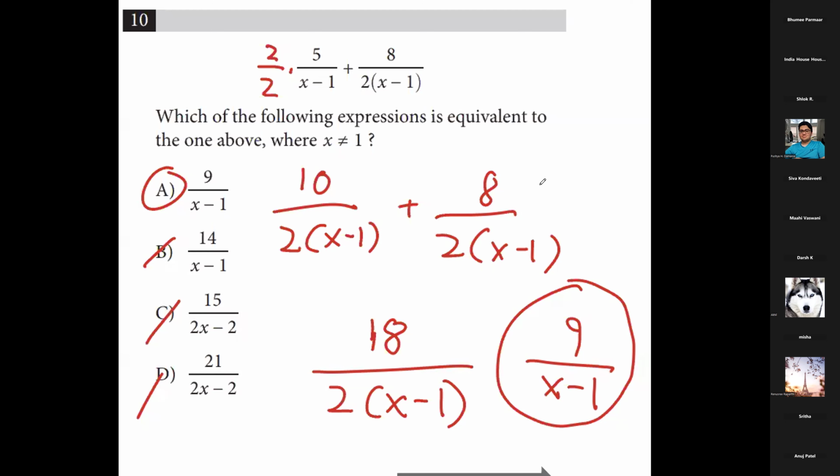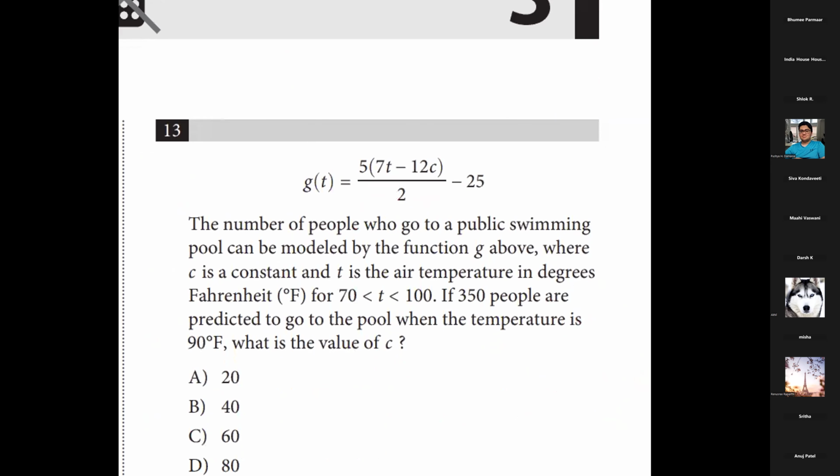And so 10 plus 8 gets us 18, and then the denominator stays the same. And so we need to have the same denominator to add them, and then we can just simplify. 18 over 2 is 9 over x minus 1. Did that help? Okay, back to question 11.